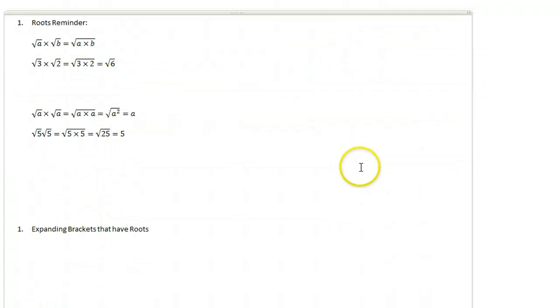Next skill requirement we want to make sure we're comfortable with is root reminder. So a root reminder is that if I have the square root of a times the square root of b, that's like saying the square root of a times b. So an example here is if I have the square root of 3 times the square root of 2, that's like saying the square root of 3 times 2, which is the square root of 6.